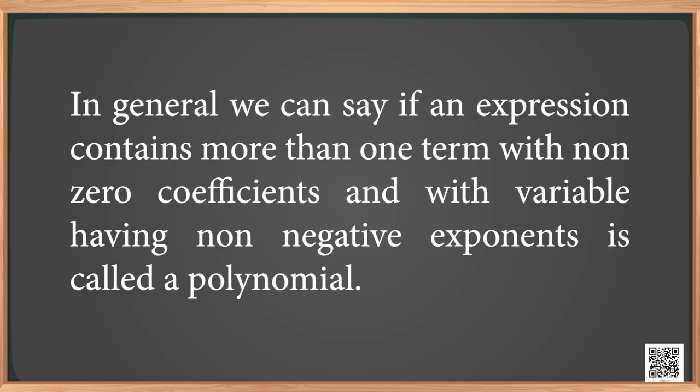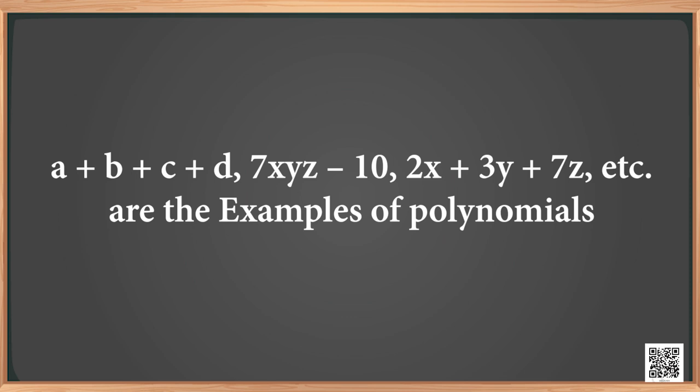In general, we can say if an expression contains more than one term with non-zero coefficients and with variables having non-negative exponents, it is called a polynomial. Let us see some examples of polynomials. A plus b plus c plus d, 7xyz minus 10, 2x plus 3y plus 7z, etc. are some of the examples of polynomials.